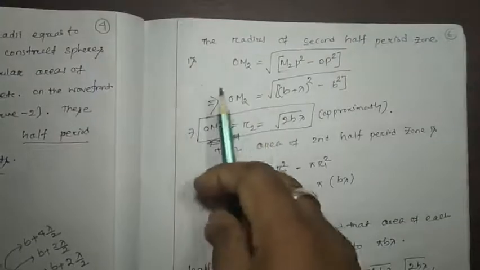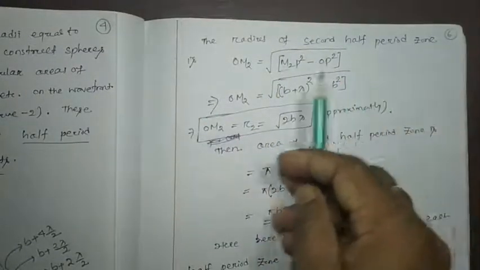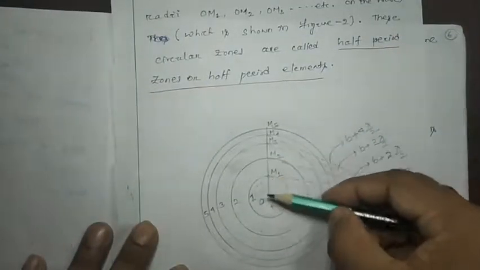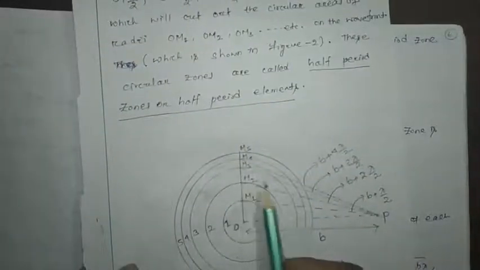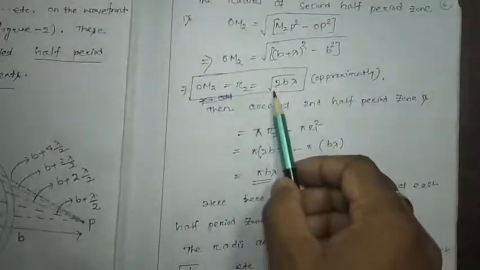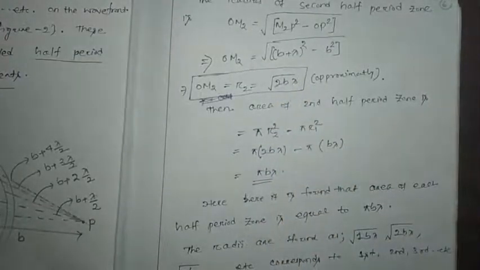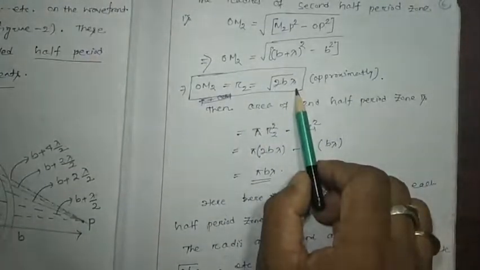Now come to the next page, where we are going to get the radius of the second half period zone. That can be found like this. This is OM2, that is OM2 is nothing but M2P squared minus OP squared. We can find that it is (2b lambda) to the power 1 by 2, or root over of 2b lambda, approximately.